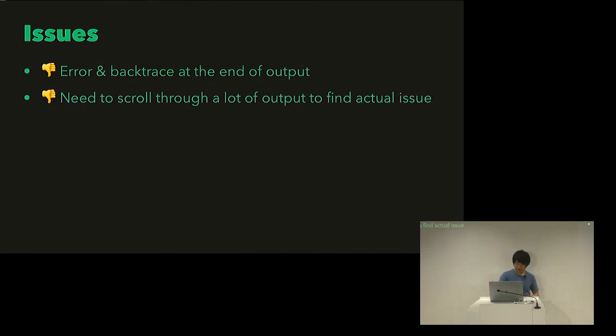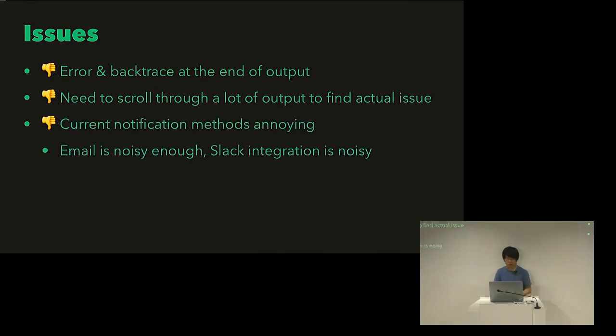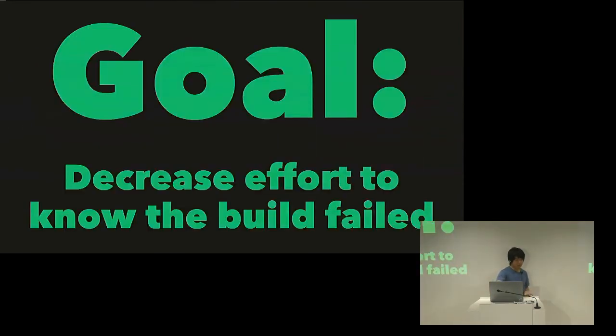The build notifications were annoying. You could either get them through email, which is noisy enough as it is, or Slack integration, where you would see everyone's builds in the channel, which is not exactly relevant to you or the team. So we have a couple of goals that came out of that. Decrease the effort to know the build failed. That's more about not having to check your email, not having to go to the build page and refresh, and all that stuff.